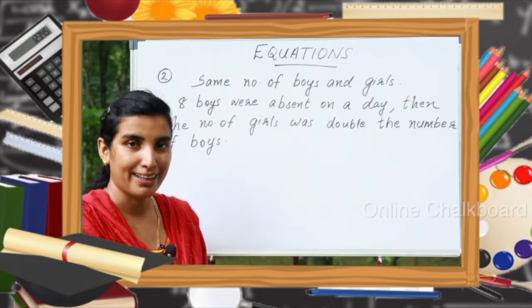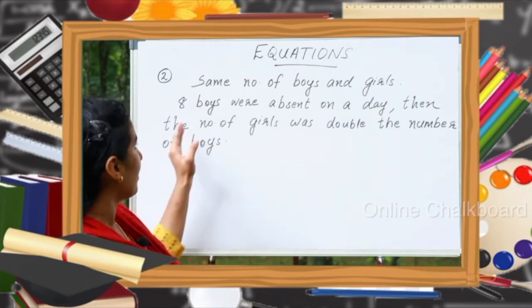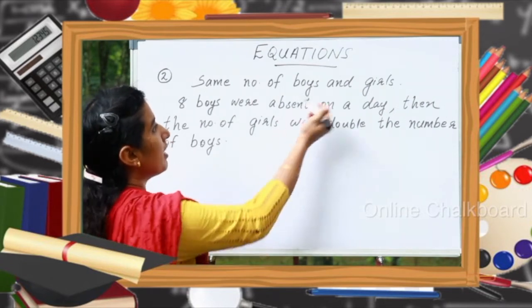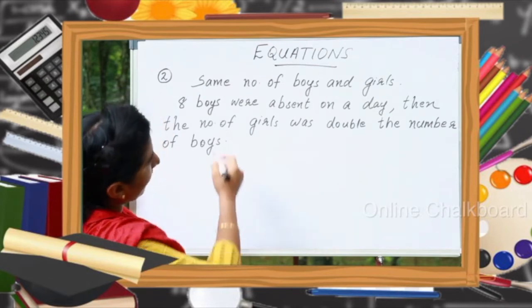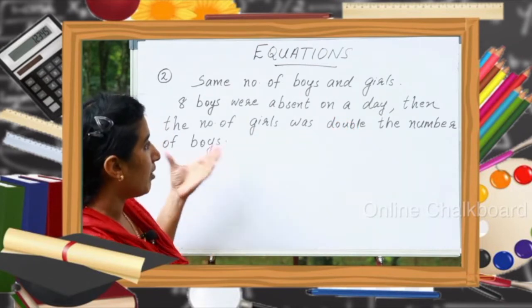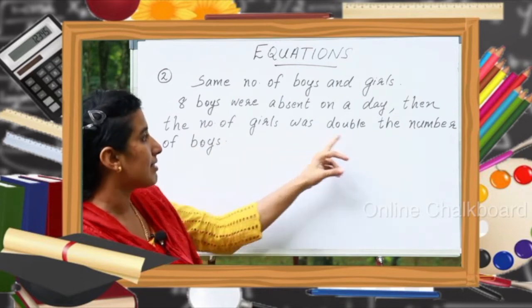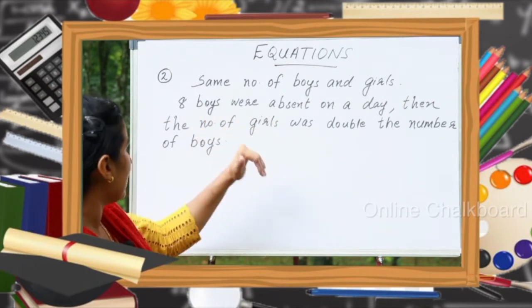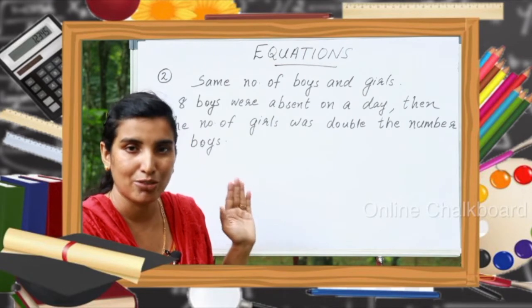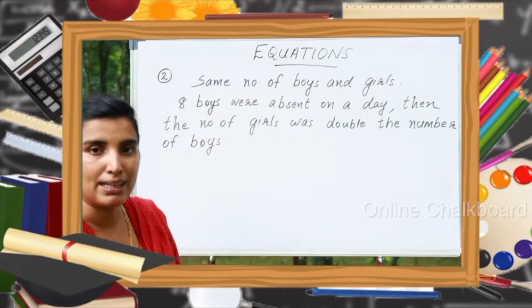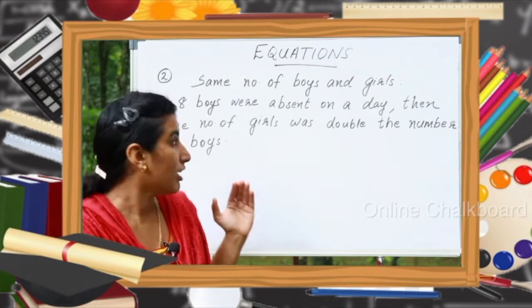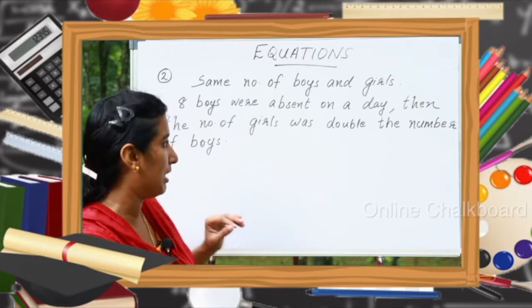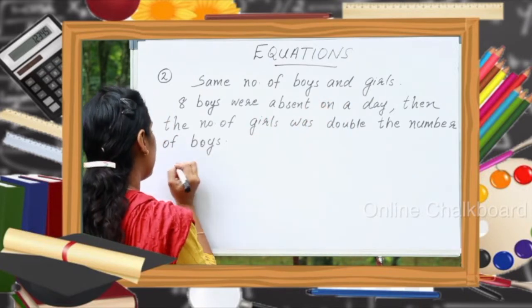Yes, the question is clear. Okay, the main points in the question: the number of boys and girls in a class is the same. Next, 8 boys are absent on a day, then the number of girls was double the number of boys. These are the two clues given to us. What we have to find is the number of boys and girls in the class.